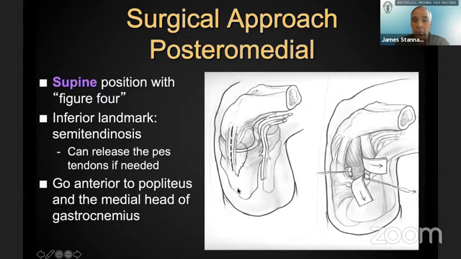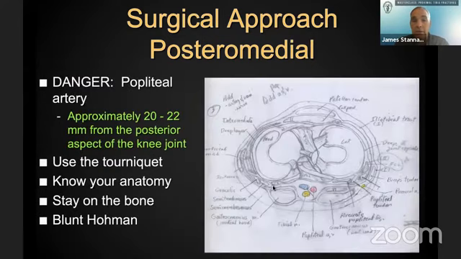and right along the bone. The inferior landmark for me is the semitendinosus tendon, and you make sure to stay against the bone and anterior to popliteus. This shows the dangers that are present here, primarily the neurovascular structures. They average about 2 centimeters posterior to the joint, but you must stay right against the bone and know your anatomy in order to do this safely.